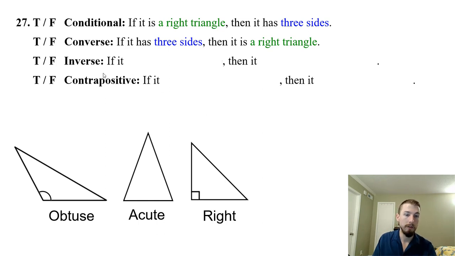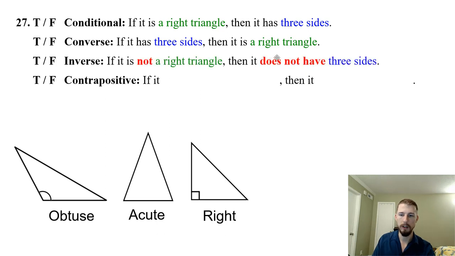All right, in inverse, so we keep the order the same. Now we're just going to negate both of them. So from our conditional, if it is not a right triangle, then it does not have 3 sides. And sometimes you have to do some funky stuff with the grammar, just, English.